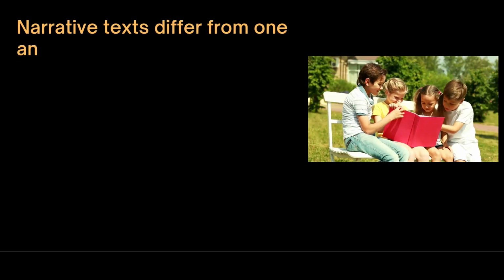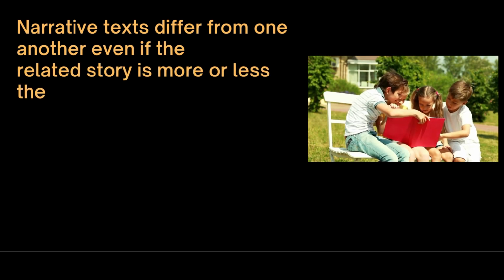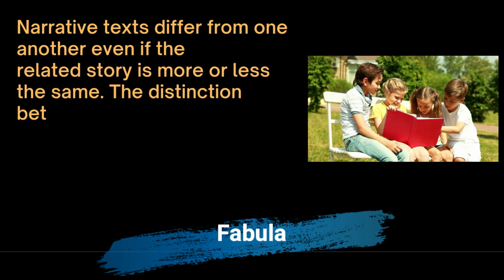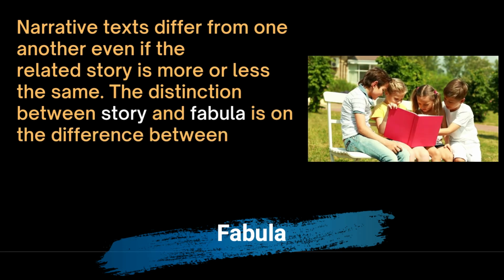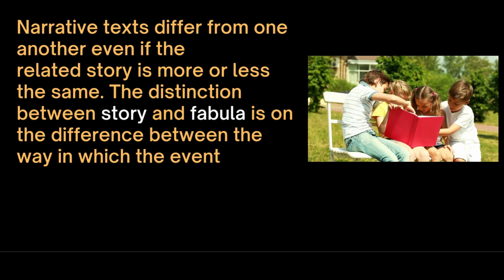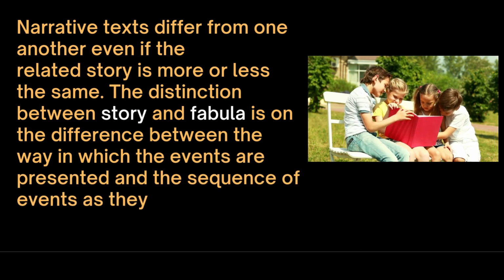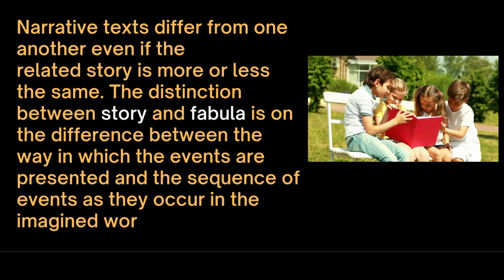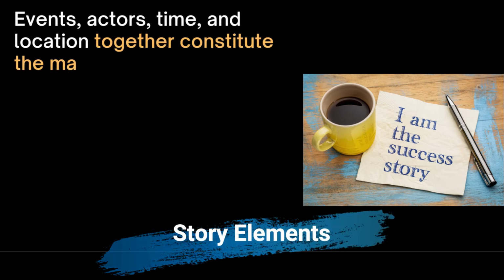Narrative texts differ from one another even if the related story is more or less the same. The distinction between story and fabula is based on the difference between the way in which the events are presented and the sequence of events as they occur in the imagined world of the fabula. Events, actors, time and location together constitute the material of a fabula, according to Bal.